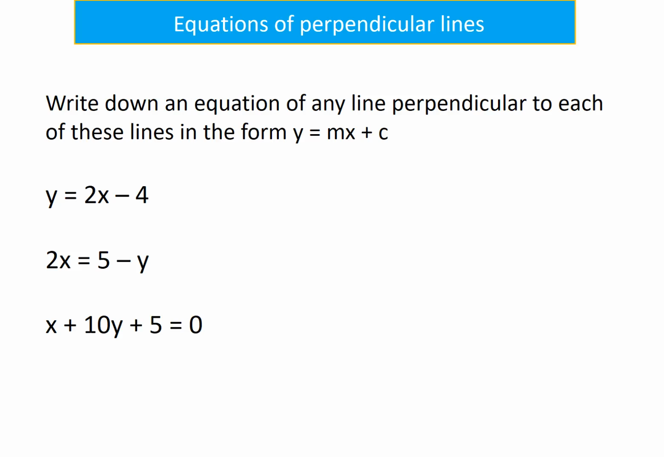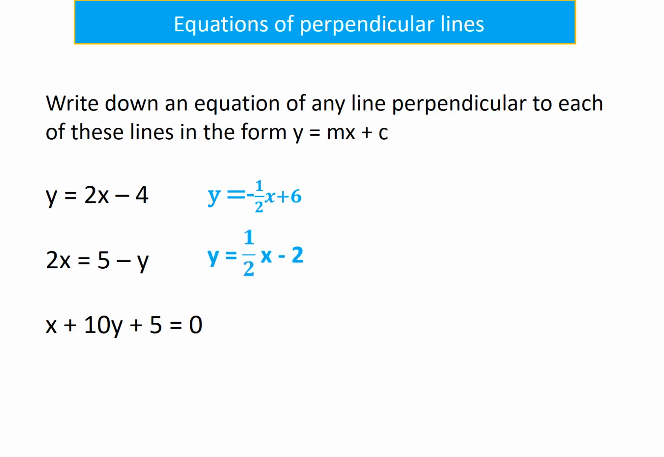For the first line, the gradient is 2. So the line that is perpendicular to it will have the gradient minus half. So it could be, for example, y equals minus half x plus 6. For the second line, you need to rearrange this equation first, identify the gradient, and then write down an equation of a line that's perpendicular.